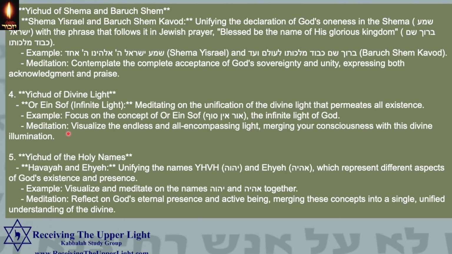And there's also Yichud of the holy names, for example, Yud-Heh-Vav-Heh and Ehyeh, which represent different aspects of God's existence and presence. So visualize and meditate on the names Yud-Heh-Vav-Heh and Ehyeh together. And when you do this, you can put them together like we saw before, with Yud-Heh-Vav-Heh and Adonai. And then reflect on God's eternal presence and active being, merging these concepts into a single unified understanding of the divine.